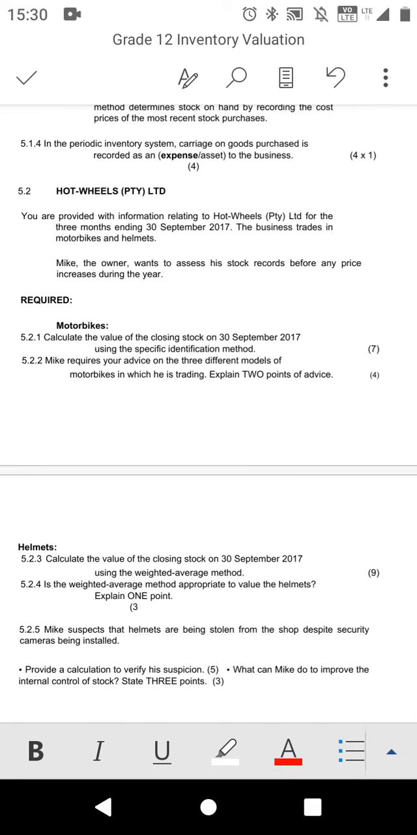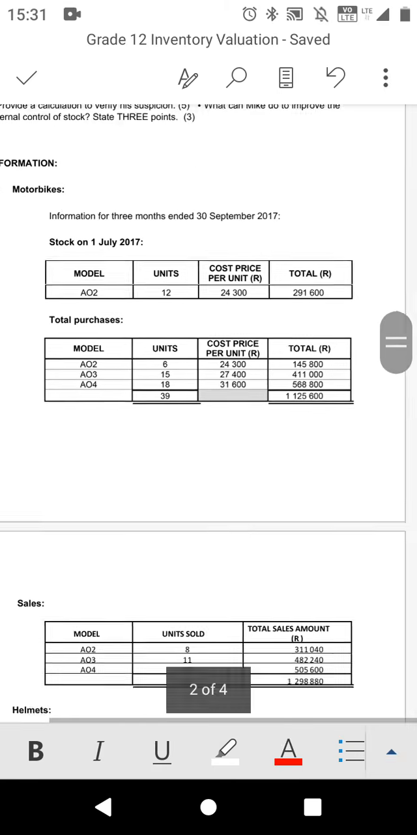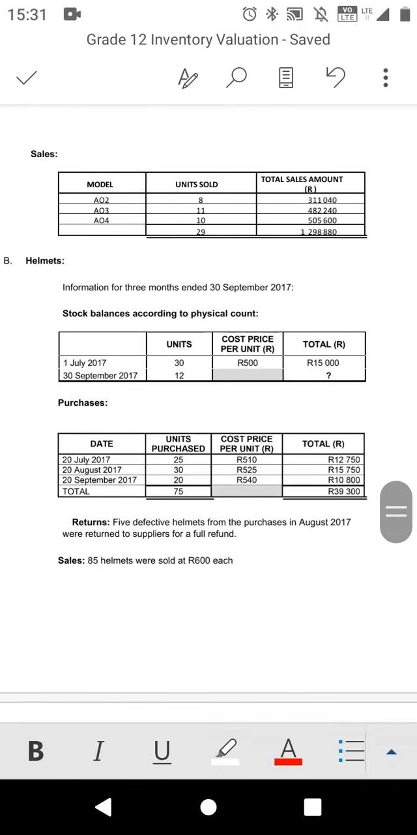They said Mike requires you to advise on 3 different models of motorbike in which he is trading. Explain 2 points of advice. 4 marks. Okay, guys, this is a question that you don't have to avoid. Please make sure you practice similar questions like this one, because you are not only going to be required to calculate, but also to be able to give advice. So that is the new syllabus that we are dealing with in accounting. You not only calculate, but you are also required to explain. Okay, how are we going to explain? Let me show you. Very simple.